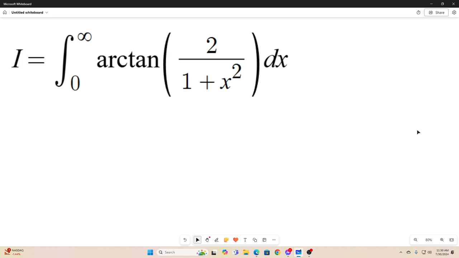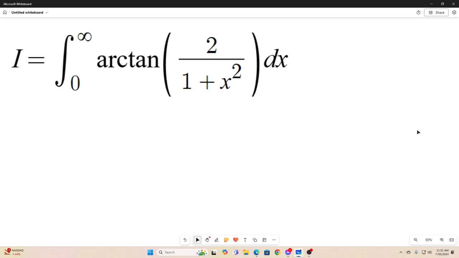Now I am definitely going to skip some of the really nasty busy work steps. I assure you anything that I skip can be solved using traditional integration techniques, meaning substitution, trig sub, partial fraction decomposition, integration by parts, things like that. Anything that I skip can be solved using one of those methods.